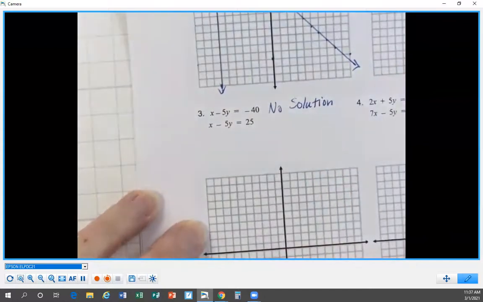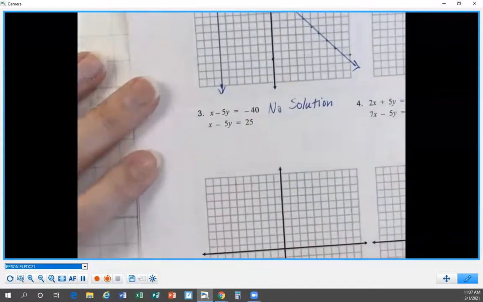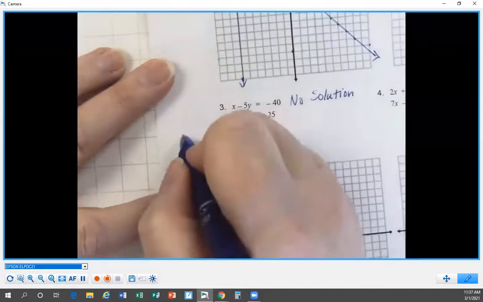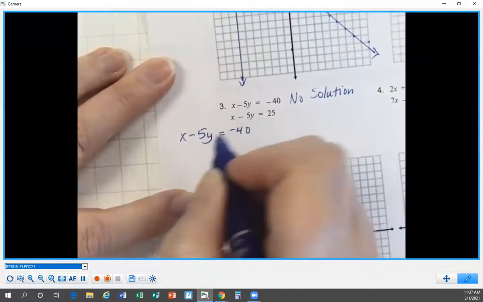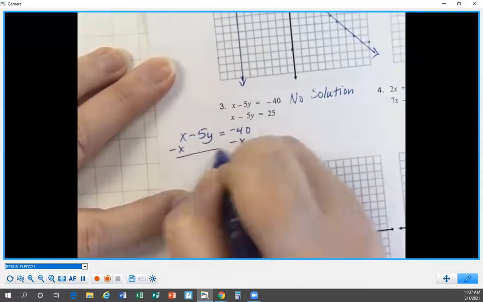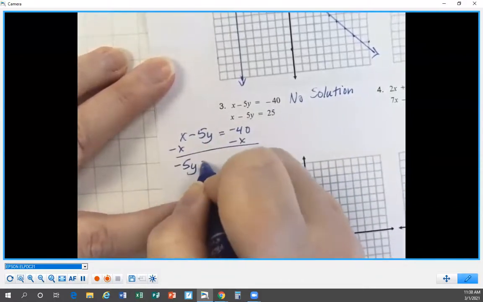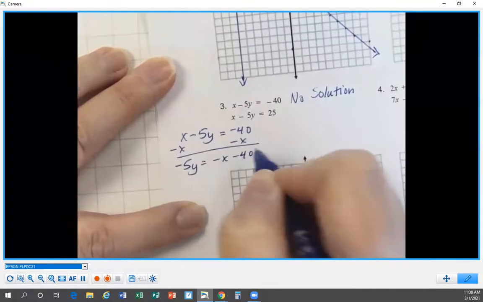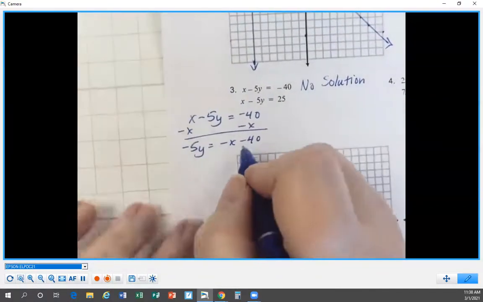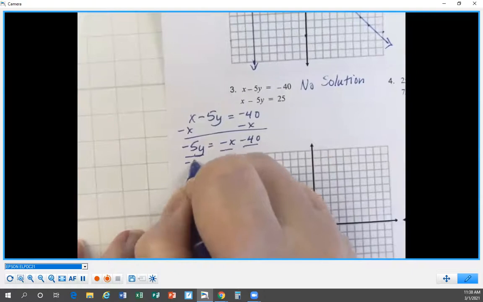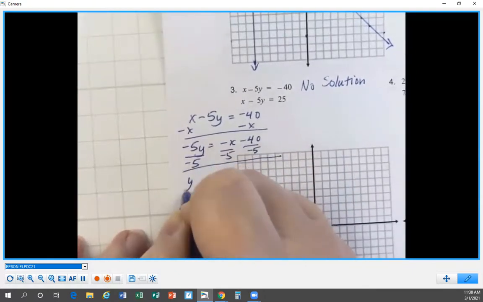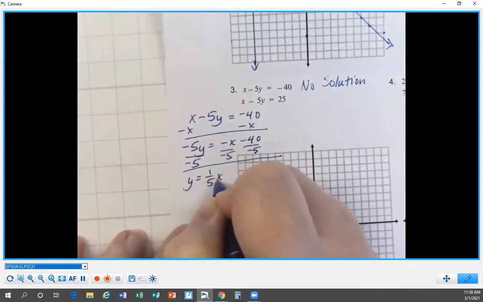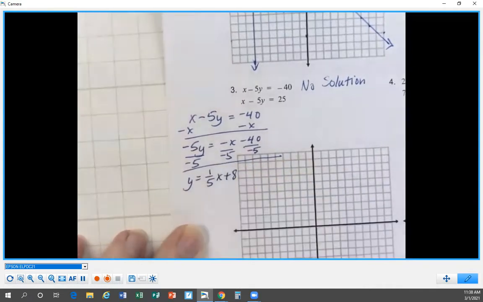So let's prove that algebraically though, because we want to be sure. So we have x minus 5y equals negative 40. Subtract x from each side. That gives us negative 5y equals negative x minus 40. Divide each term by negative 5 to isolate y. This gives us y equals 1/5 x plus 8.